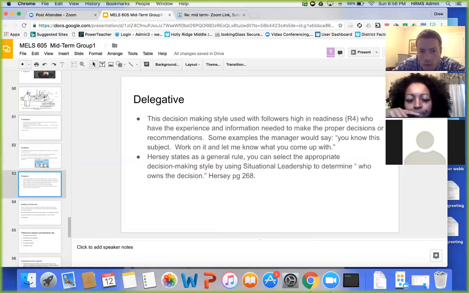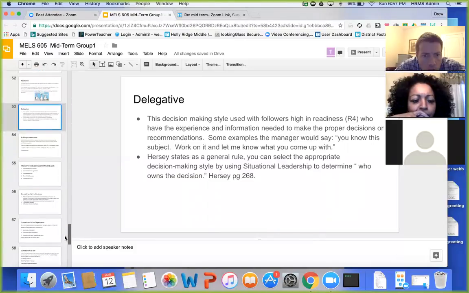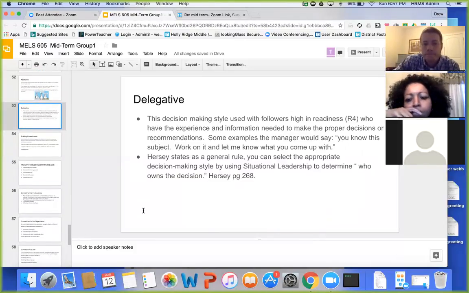The next one is delegative. This particular one, you all have already talked about the readiness, and it looks at R4, which is a high readiness, followers who have the experience and information needed to make the proper decision or recommendations. Some examples that you may hear: "This subject, please work on this and let me know what you come up with." So he's just giving them instructions and they do what they need to do. Hershey states that a general rule is that you can select the appropriate decision-making style by using situational leadership to determine who owns the decision.